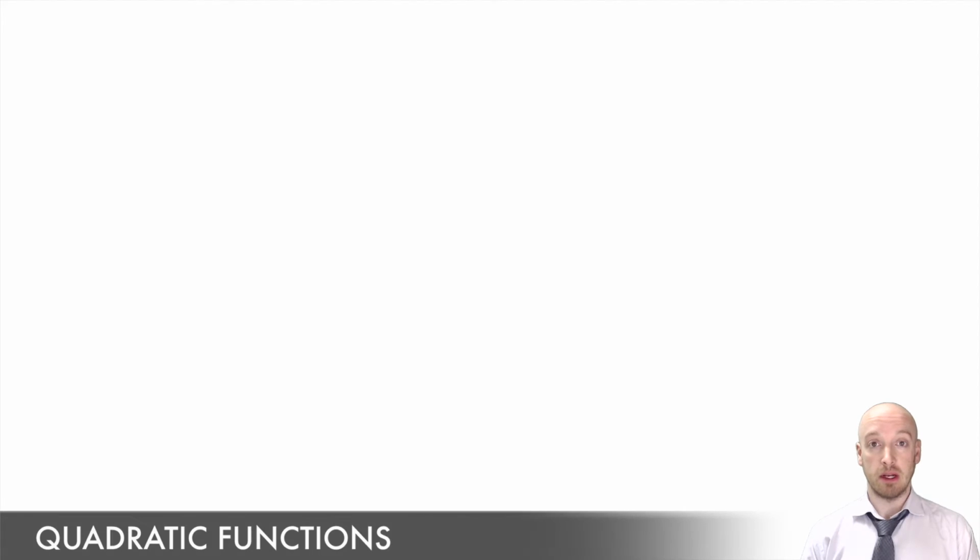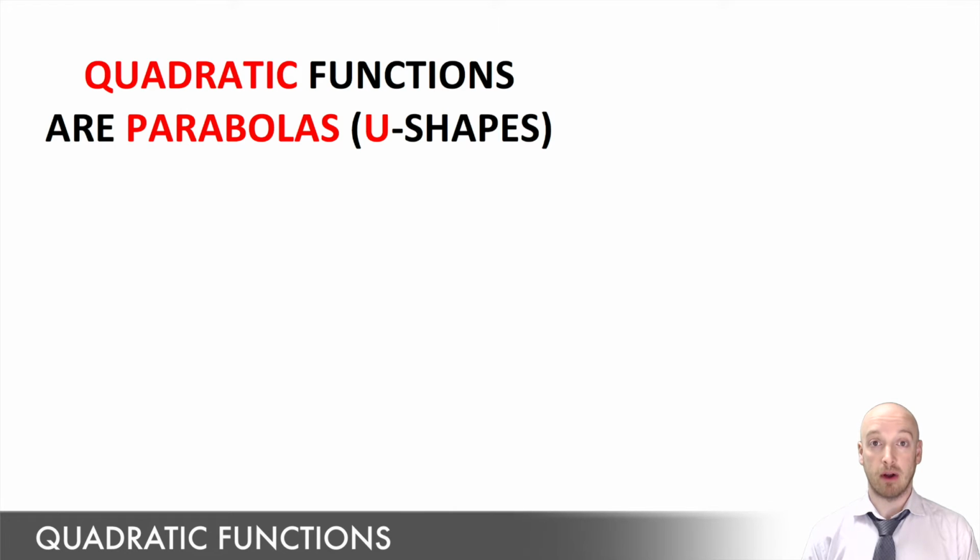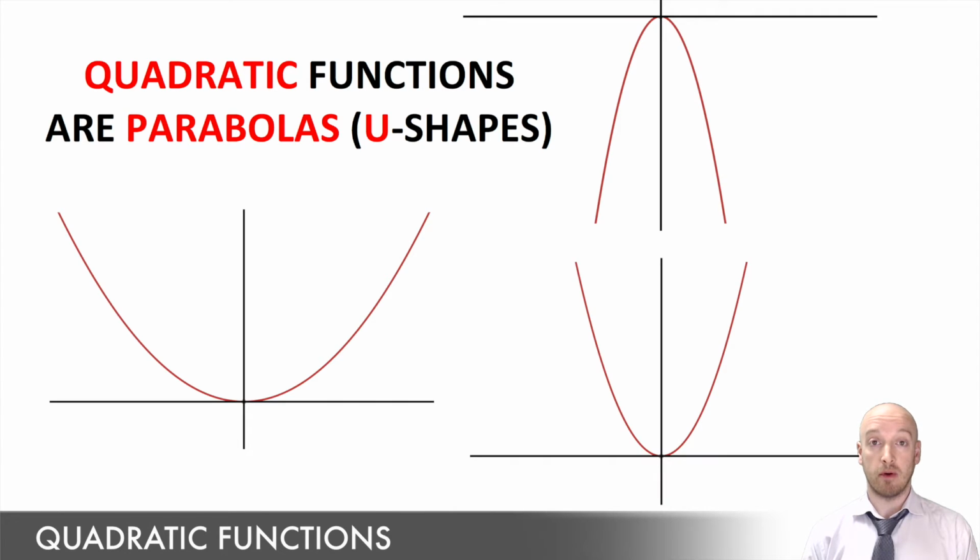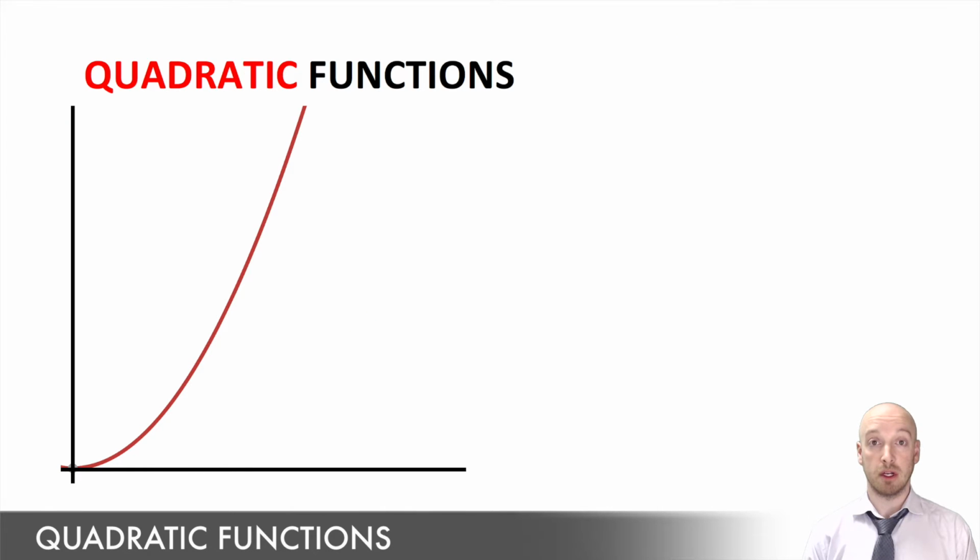Now, the first thing we need to know about quadratic functions is that they are not straight lines when we see them on a graph. They're actually curves that we call parabolas. This is kind of a U shape when we see it in its complete form. Sometimes, though, we're not going to see the entire U shape. We might only be seeing a portion of a parabola or a quadratic curve on the graph.